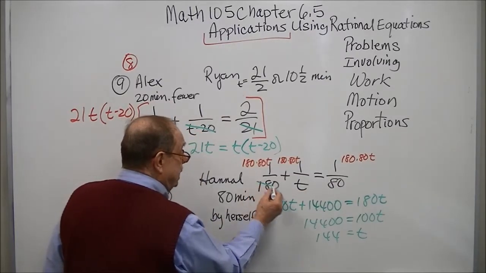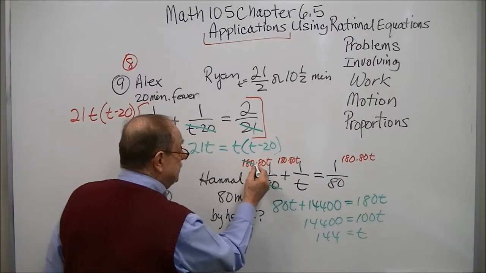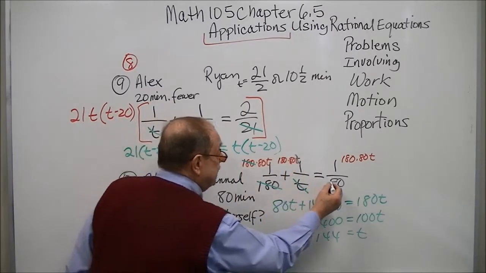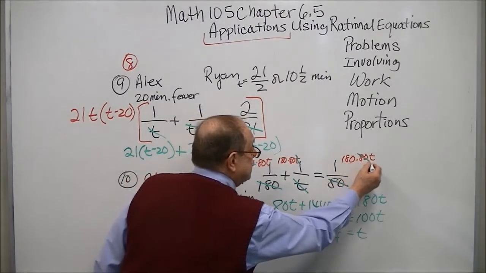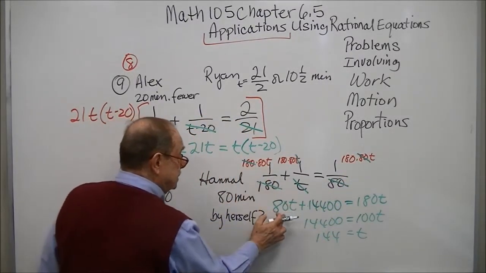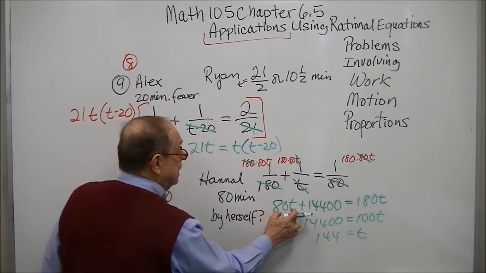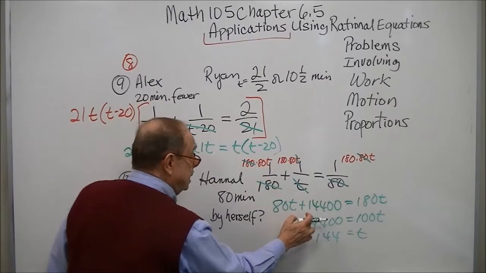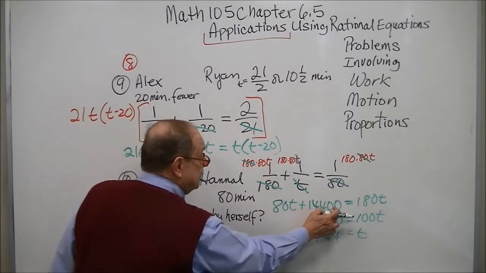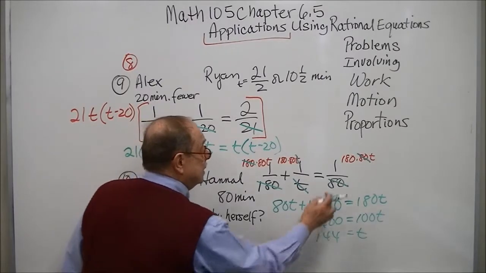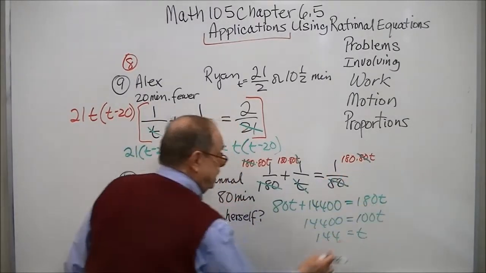So here, the 180 will cancel out. Here, the t's cancel out. Here, the 80 cancels out. And now we're left with 80t, which is what I have here. I multiplied 80 times 180, got 14,400, and this equals 180t.